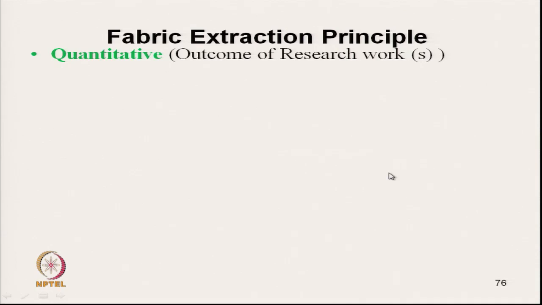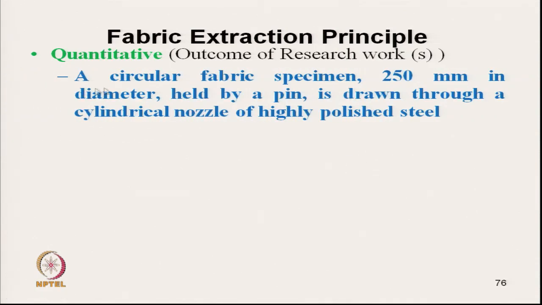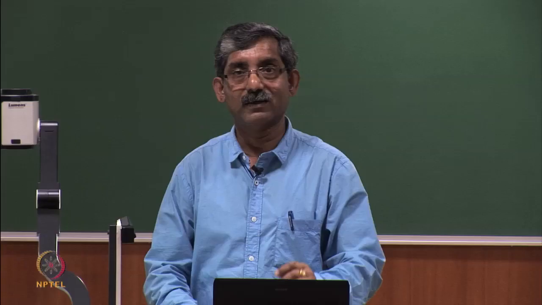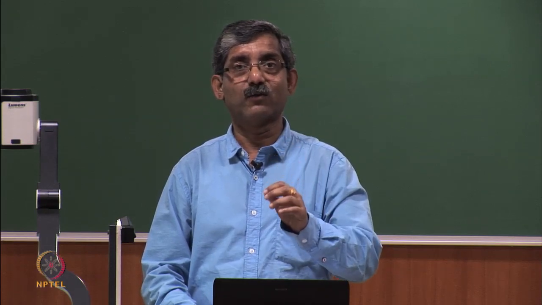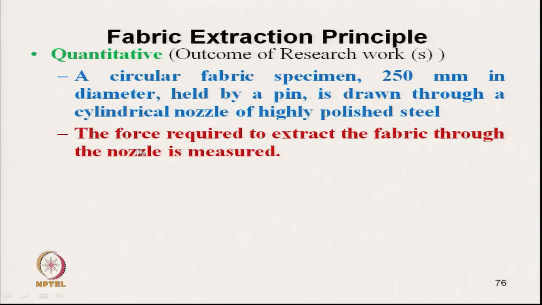The outcome of the research work is that a circular fabric specimen, 250 millimeter, 25 centimeter diameter, has its center point held by a pin which is drawn through a cylindrical, circular nozzle of highly polished steel. Once it is drawn through the nozzle, the load, the force required to pull, is measured. The force required to extract the fabric through the nozzle is measured.